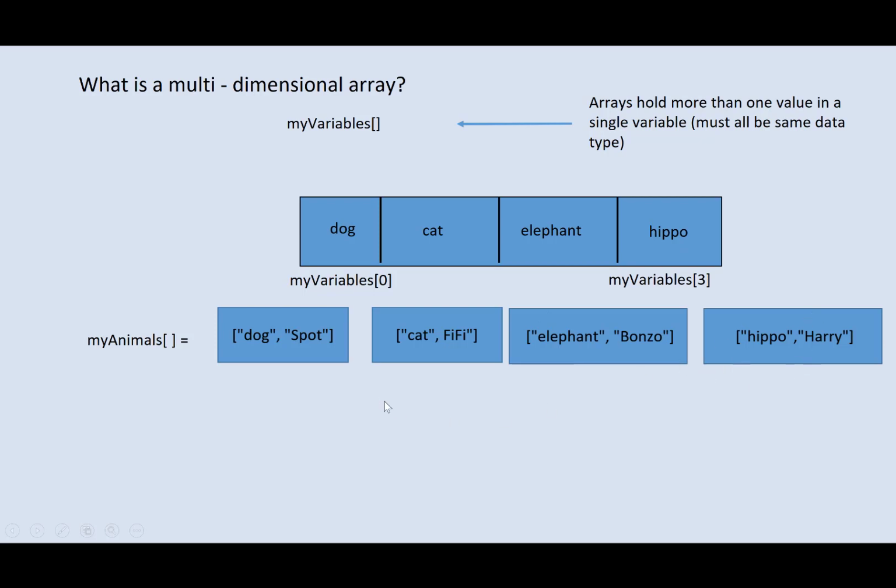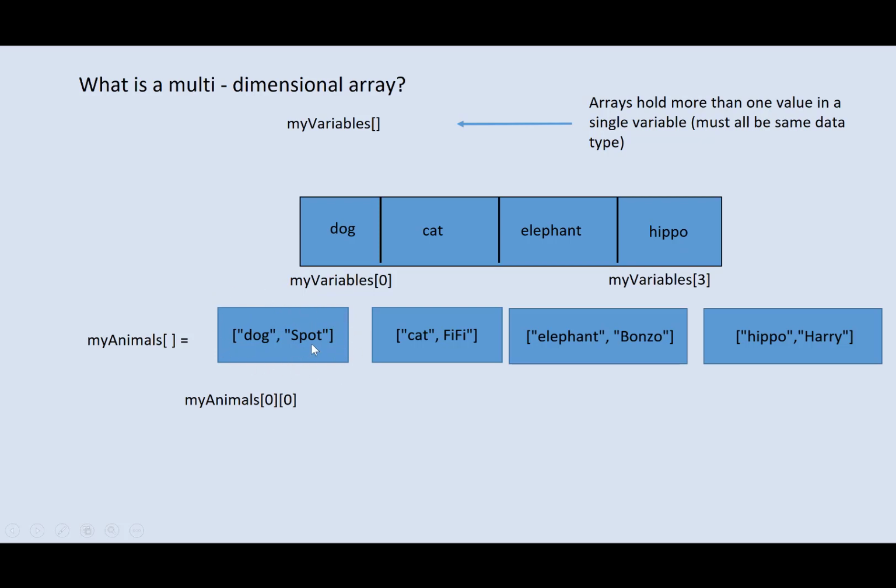Well, how on earth are we supposed to get at, say, the dog's name? Same way we did before, except now we're going to have 2 brackets. The first bracket is what element is inside my animals. Remember, this is my animals of 0. This is my animals of 1. Then once we get inside that particular element, we look at the individual positions in that element. This is position 0, and this is position 1 of this array that's inside of my animals of 0.